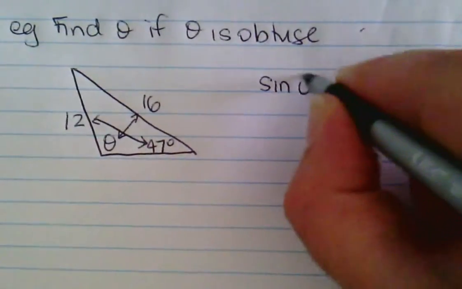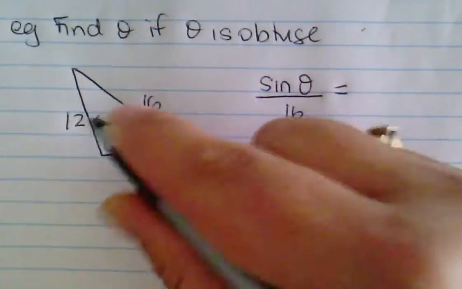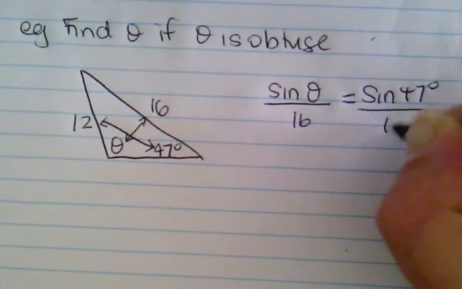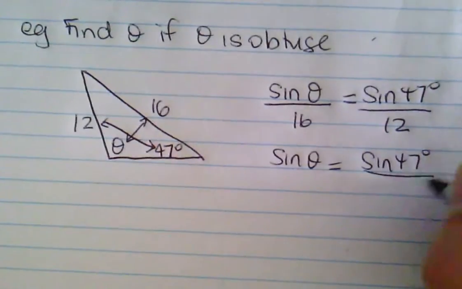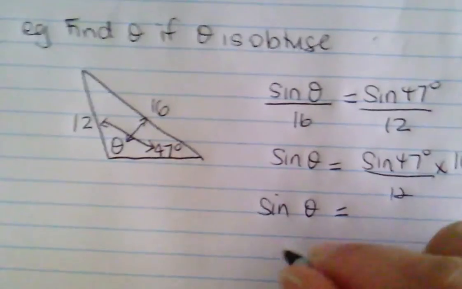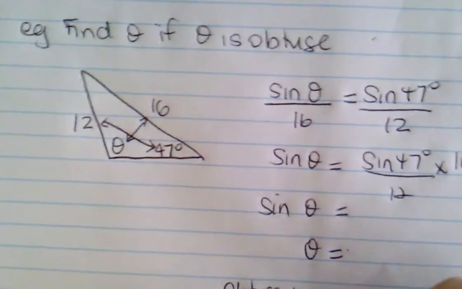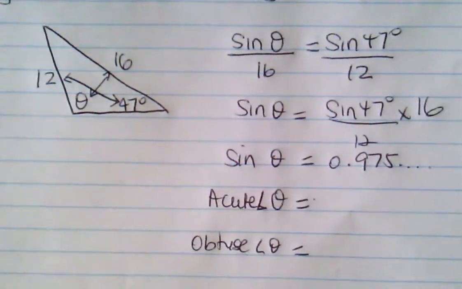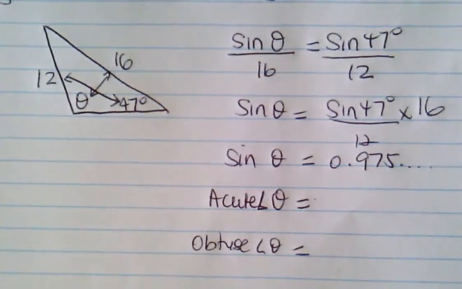Sine theta over 16 equals sine 47 over 12. Sine theta equals sine 47 degrees over 12 times 16. You can get an answer, and then you can work out theta acute, and then you can work out obtuse angle theta. Okay? 0.975, whatever it is, dot, dot, dot. To find theta, don't we go shift sine of that answer?